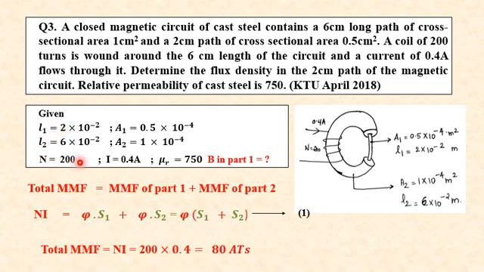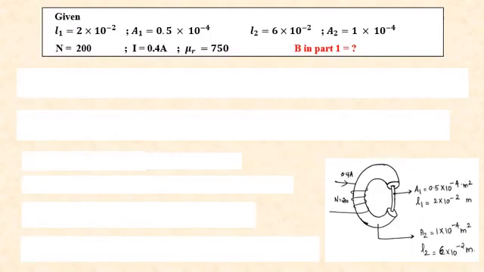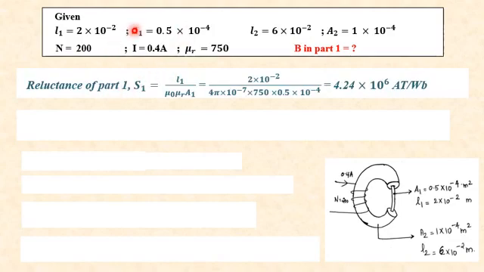So in the question, number of turns is given as well as the current is given. So we can find the total MMF, that is Ni equal to 200 into 0.4, that is equal to 80 ampere turns. Okay, so next we need to find the reluctance in each part. So reluctance in first part, all the parameters are given directly because finally we need to find the flux density. To find flux density, we need to first find the flux. For that, we need the values of S1 and S2. So substituting in the equation for S1, we will be getting the value of S1 as 4.24 into 10 raised to 6 ampere turns per Weber.